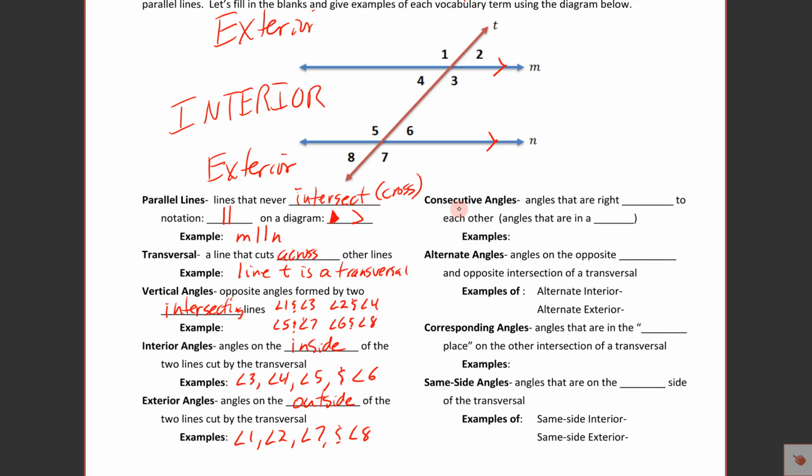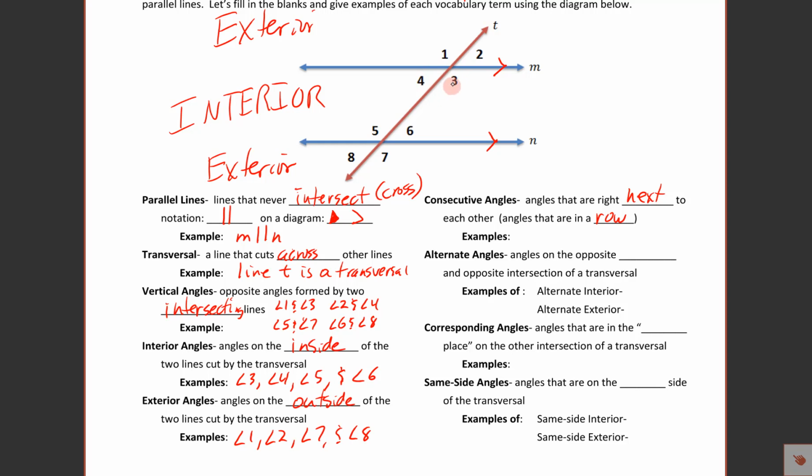Okay, let's see, consecutive angles. Consecutive angles are angles that are right next to each other. So when we say next to each other, that means they're right in a row. Okay, so right in a row. All right, so let's take a look at some that are consecutive angles. These two would be consecutive angles because they're right next to each other. These two would be right next to each other. Those two would be right next to each other.